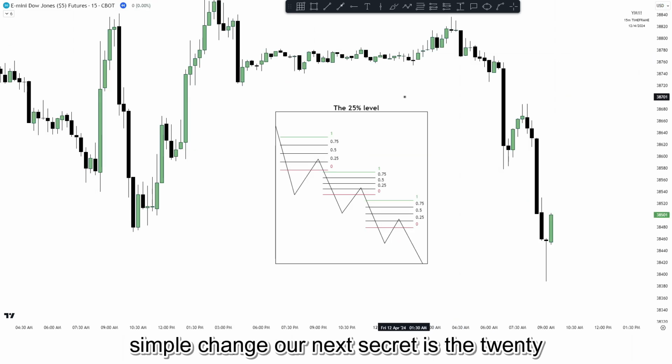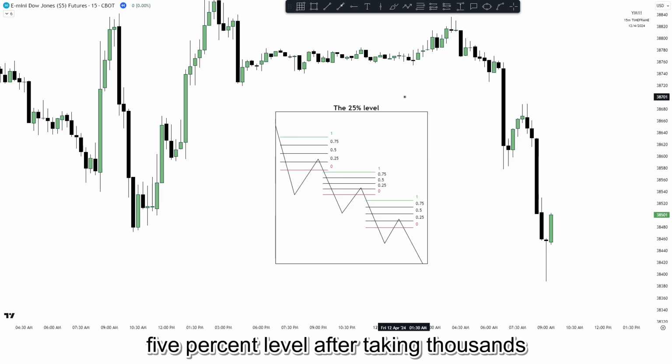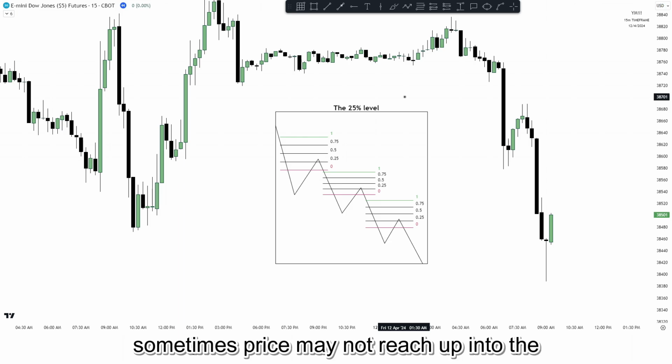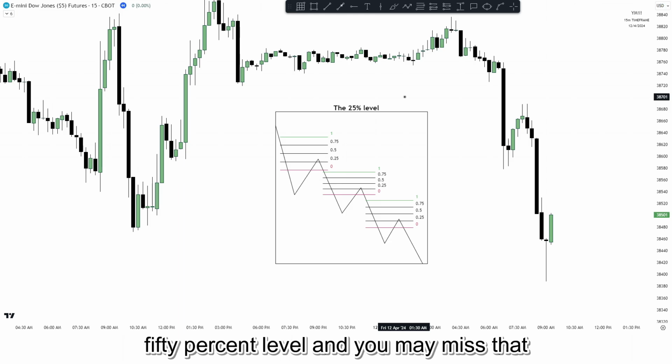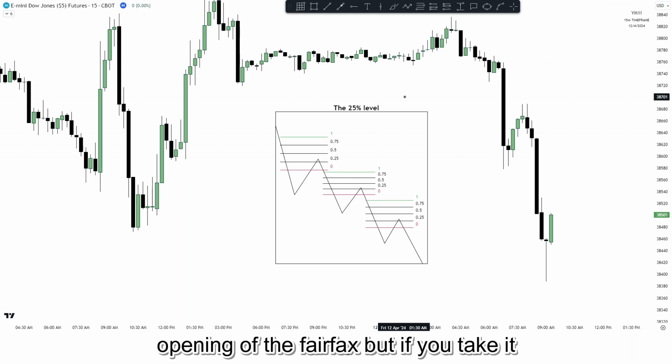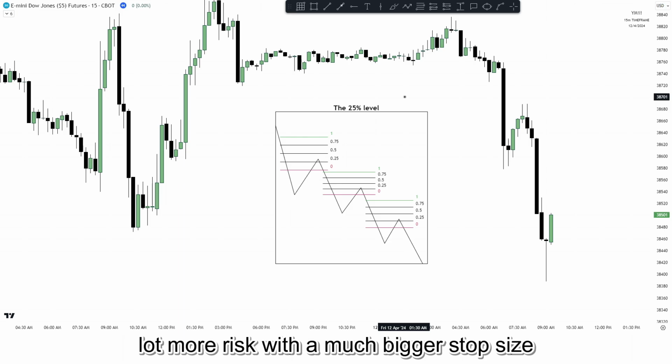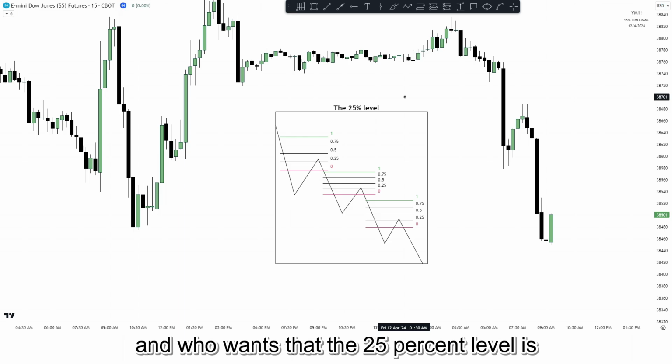Our next secret is the 25% level. After taking thousands of FVG trades, I've realized the 25% level of a fair value gap is the best entry to get into. Sometimes price may not reach up into the 50% level and you may miss that trade. Sometimes it may just tap into your opening of the fair value gap. But if you take it at the opening, it only opens you up to a lot more risk with a much bigger stop size, and who wants that?